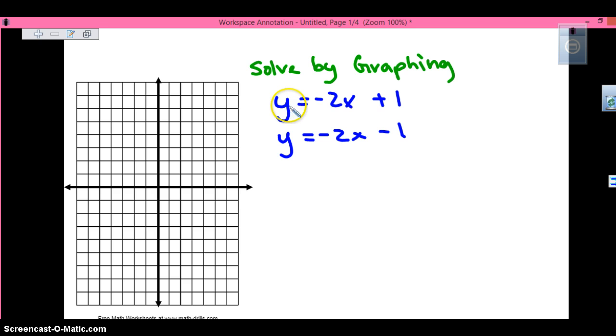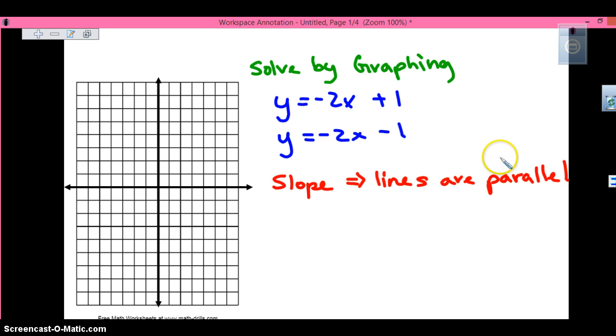We need to solve by graphing y equals negative 2x plus 1 and y equals negative 2x minus 1. What can you see from here? What can you tell? Slopes are the same. What does it mean when the slopes are the same? It means the lines are parallel. If the lines are parallel, will they ever intersect?